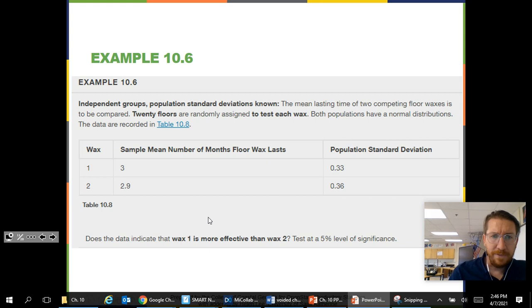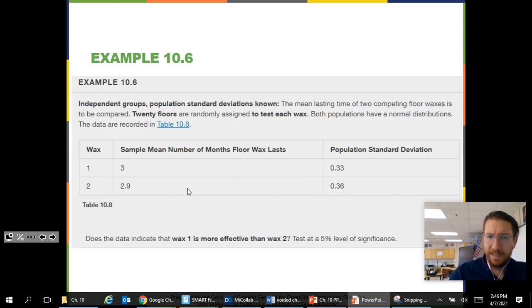All right, so here we go. We are looking at two different waxes. 20 floors are randomly assigned to test each wax. And we're testing the average lasting time of the floor waxes. So the wax kind of protects the floor. Sample mean number of months: the first wax lasts for 3 months. The other wax lasts for 2.9 months, with population standard deviations here.